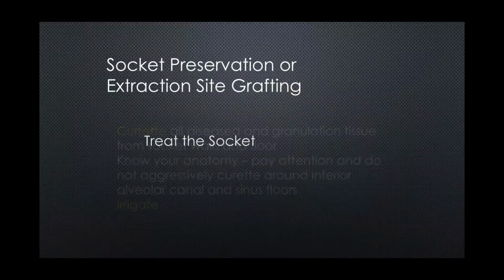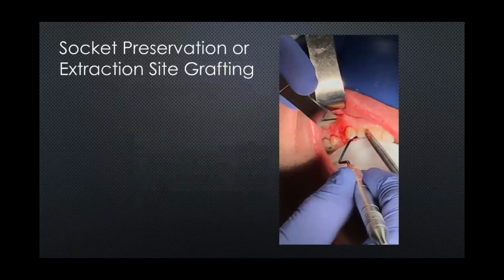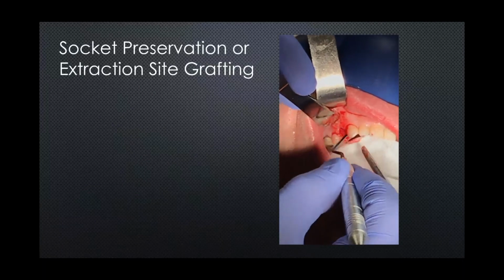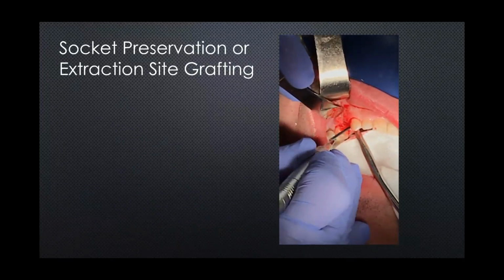Okay, treat the socket. Very, very important. We mentioned before, it's very important to curette out all the disease and granulation tissues from the socket, pay attention to our anatomy, and irrigate a lot. We want to get all that diseased tissue out of there. It's very important. Another reason for that is it helps prevent infection. And another reason also is that if we place bone in that socket, our bone wants to adhere to good living bone, not to pathological tissues.